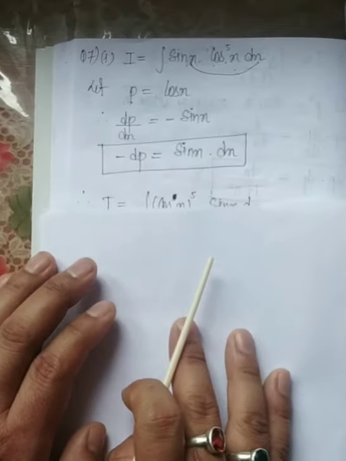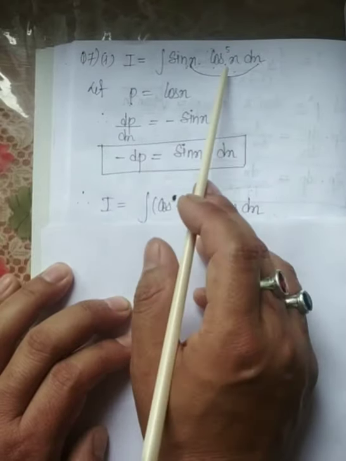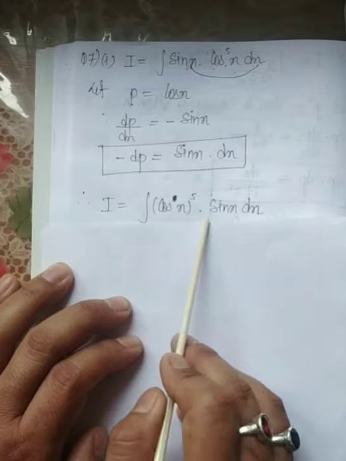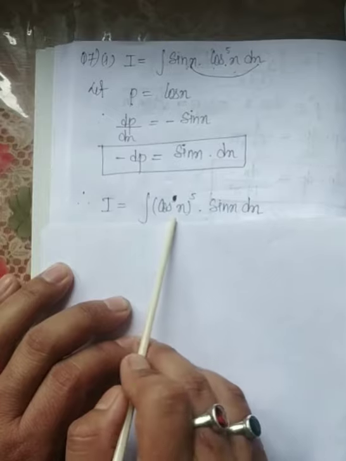So putting the values, we get capital I is equal to, say this was cos to the power 5x into sin x dx, right? So what is the value for p? Cos x. So this, is it p to the power 5?